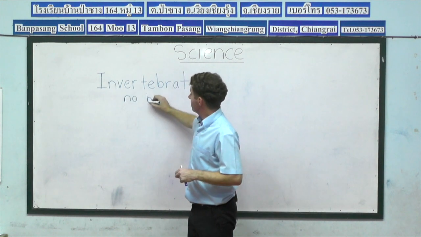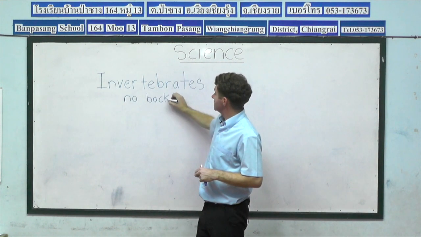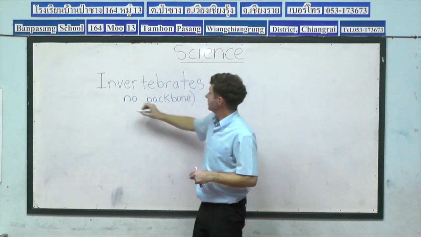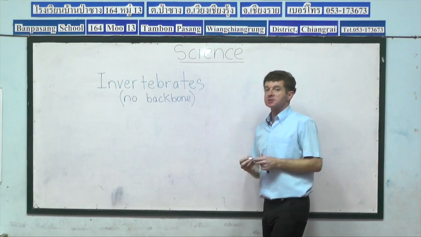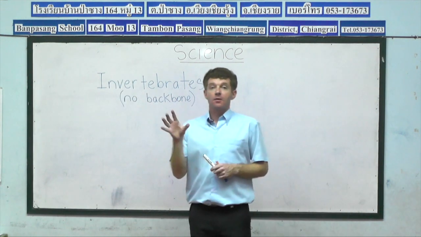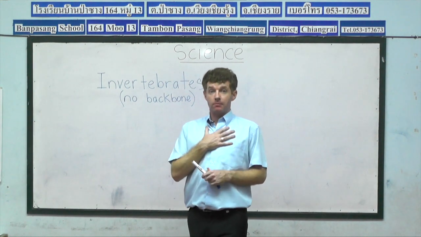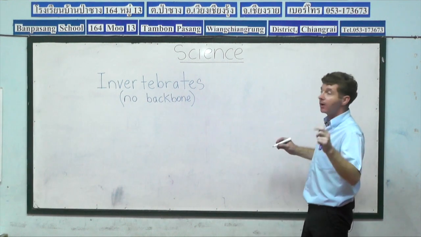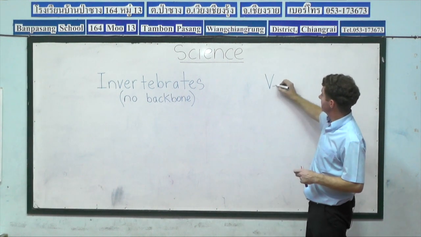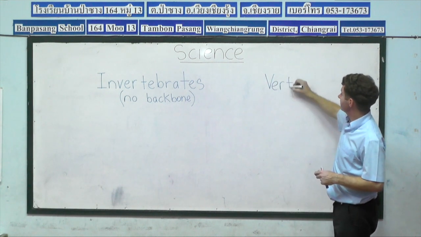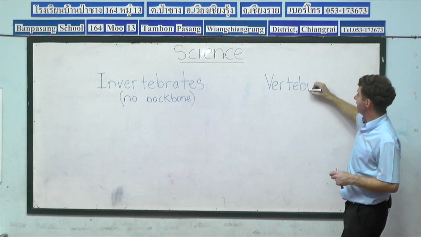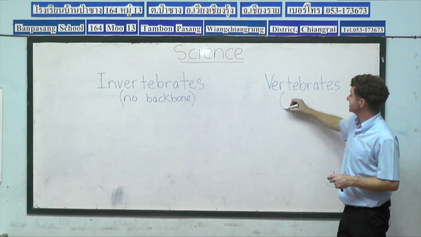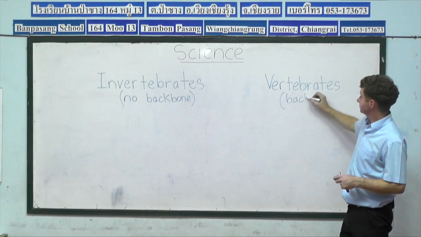Now these are the animals, no backbone. No back, B-A-C-K, and bone, B-O-N-E. Okay. Invertebrates, no backbone. And the next category are the animals like us. We have a backbone. We are known as vertebrates. V-E-R-T-E-B-R-A-T-E-S. Backbone. Yes.